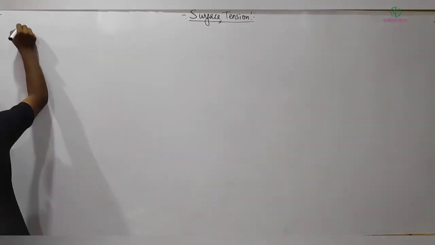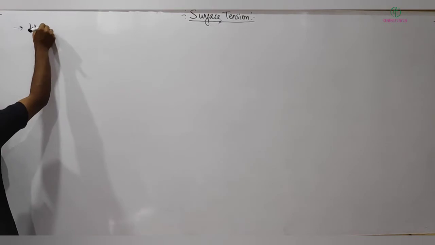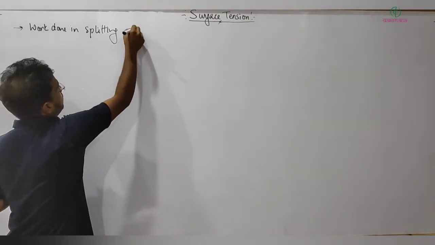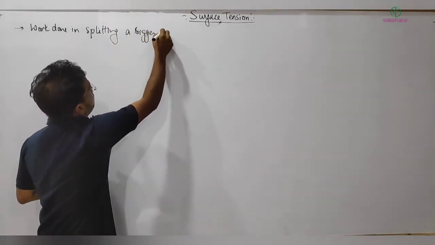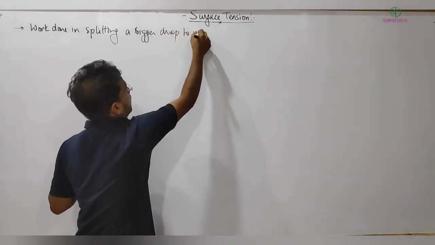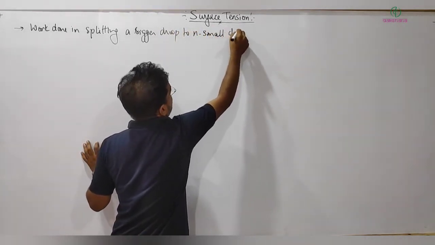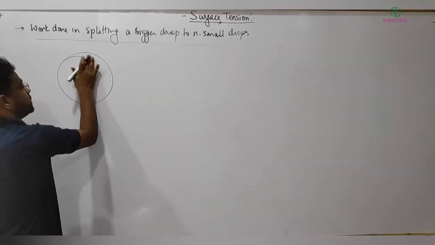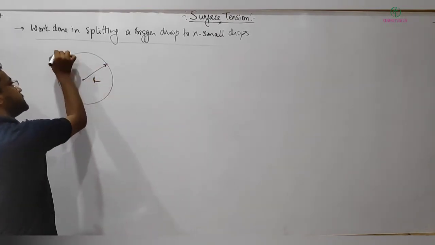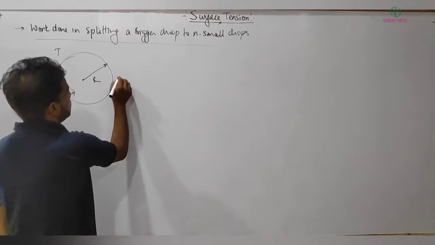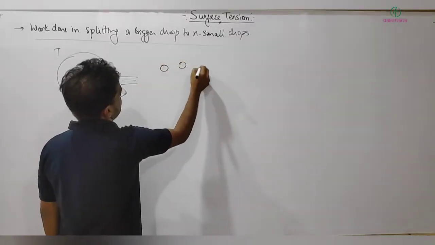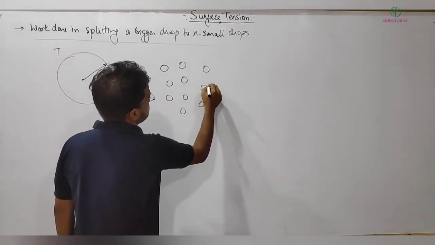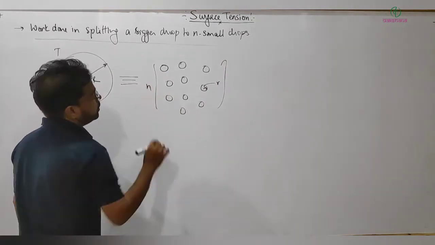So one case is work done in splitting a bigger drop into n small drops. So here what is happening, we have one bigger drop. Let's say this is a bigger drop of radius capital R. Surface tension of the liquid is T. It's being split into n small drops of small radius r. These are overall n drops.